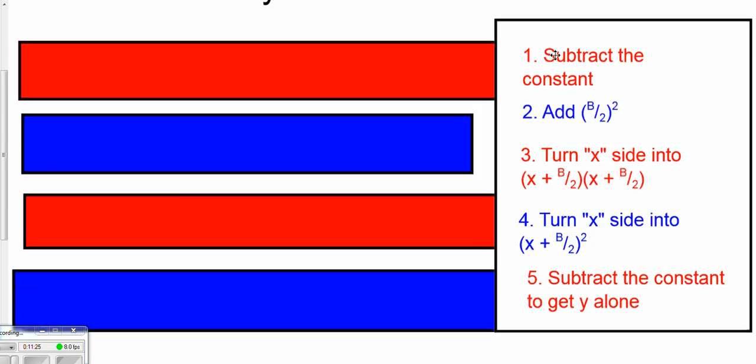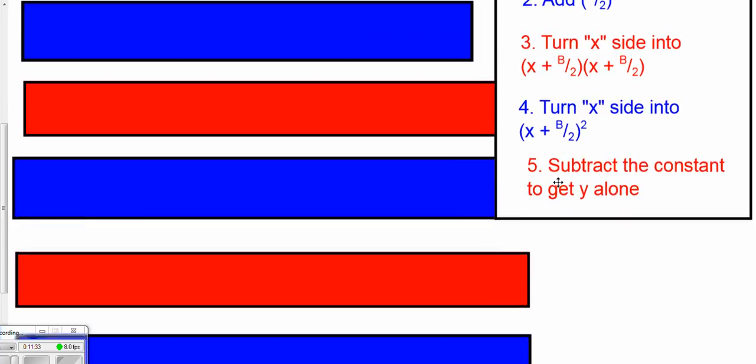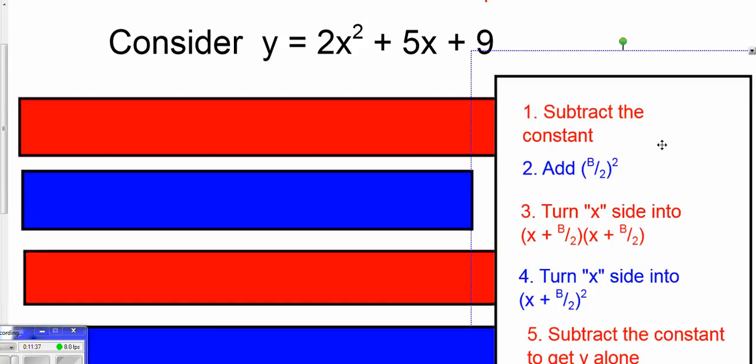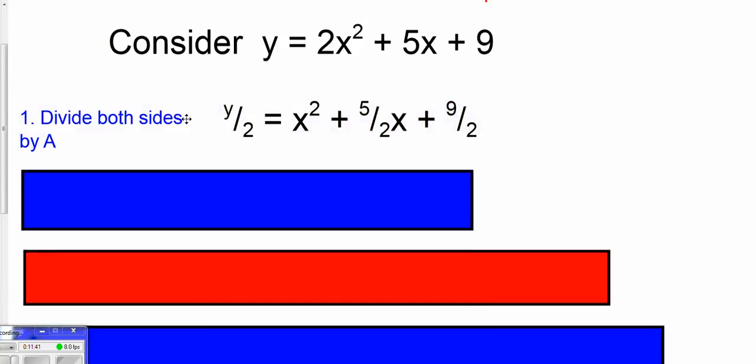Now, the steps are going to be exactly the same, except for something added before and added at the end. So here were the steps that we used before. All we're doing is dividing by a at the beginning and then multiplying by a at the end. So all of those steps, I'm going to put those aside, and we're going to look at what we do here. First step, divide both sides by a.